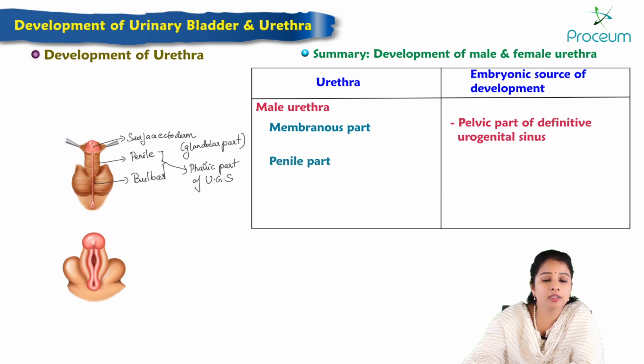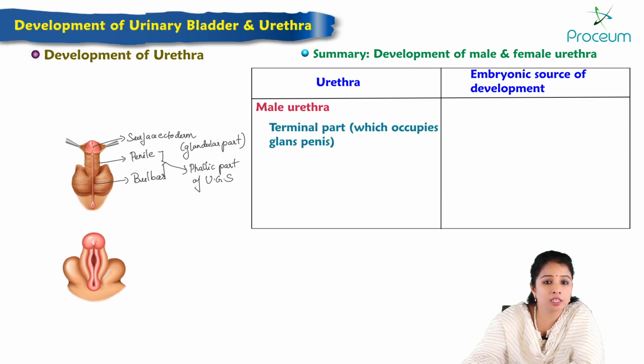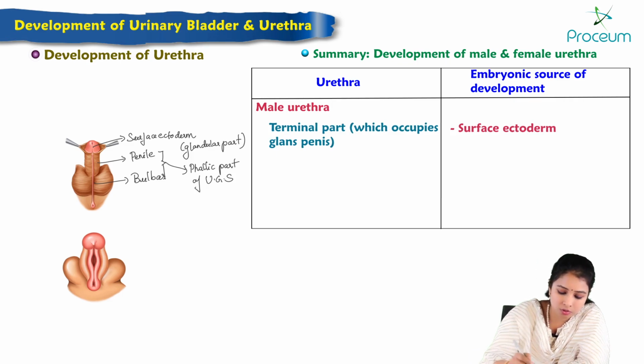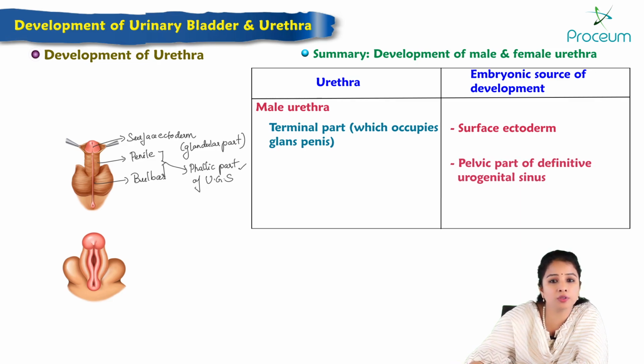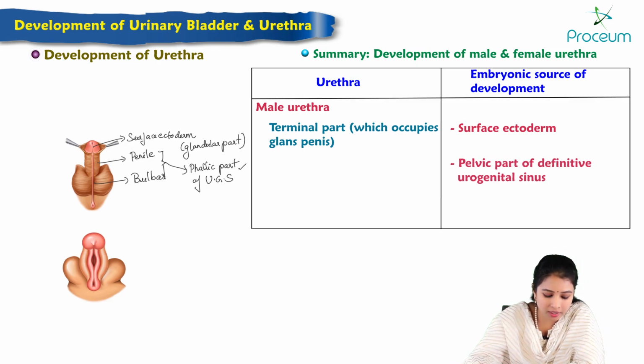So penile part is from the phallic part of definitive urogenital sinus, whereas the terminal most part, which occupies the glans penis, is derived from the surface ectoderm. Penile and bulbar parts, we know, develop from the phallic part of urogenital sinus. So this completes the development of male urethra.